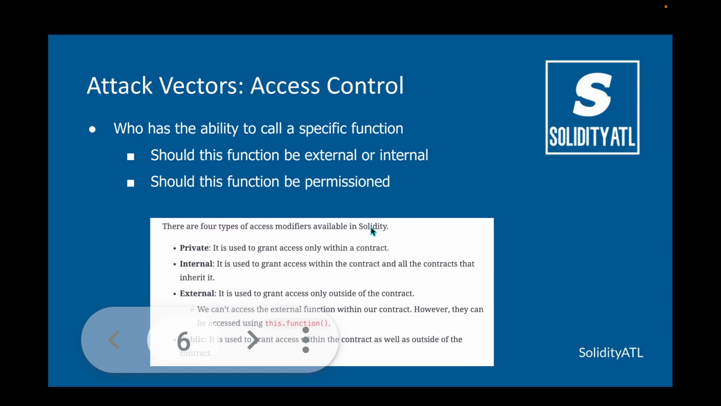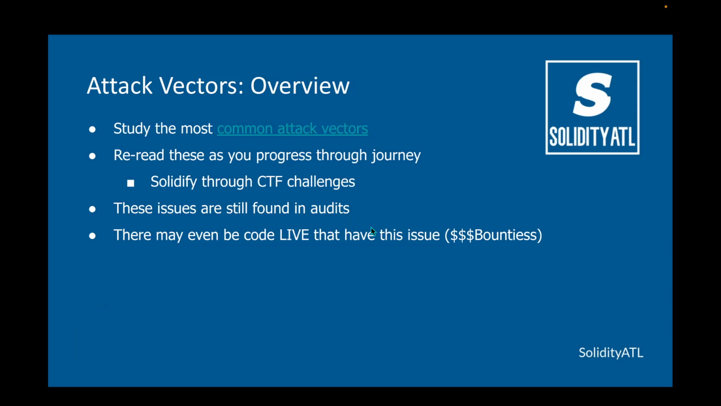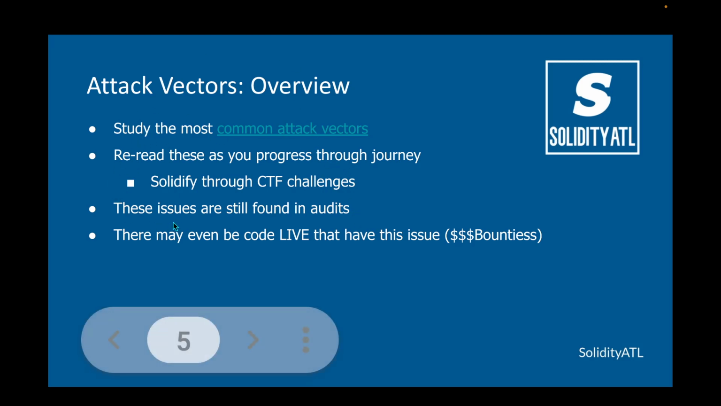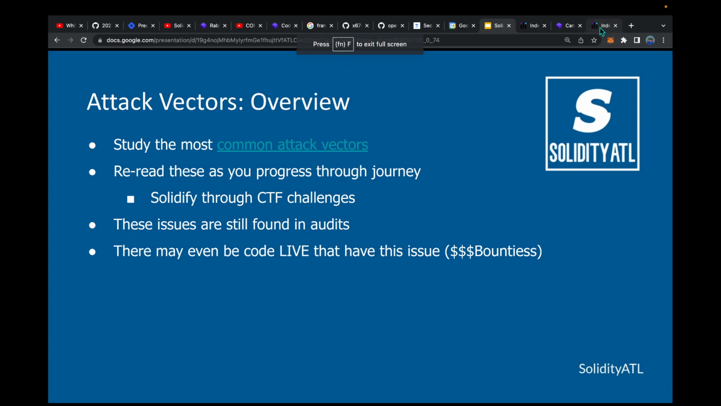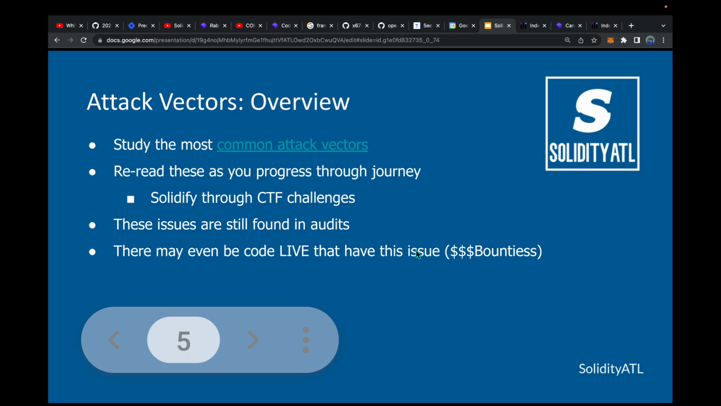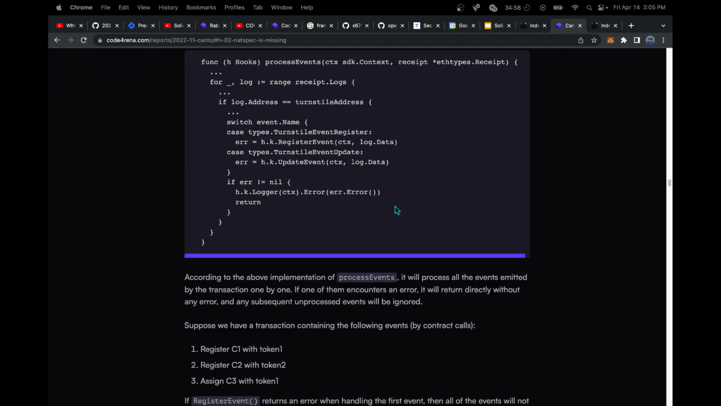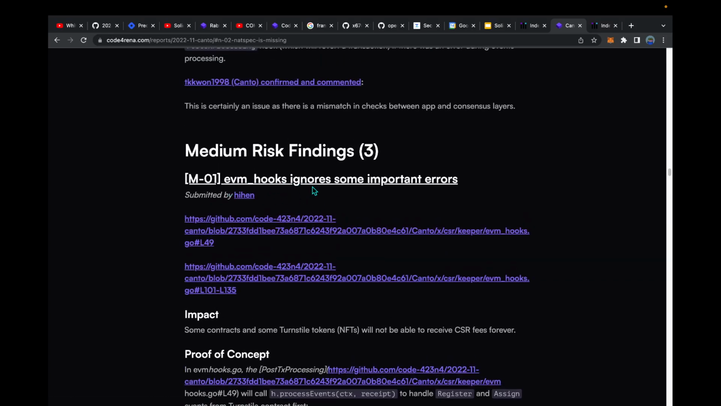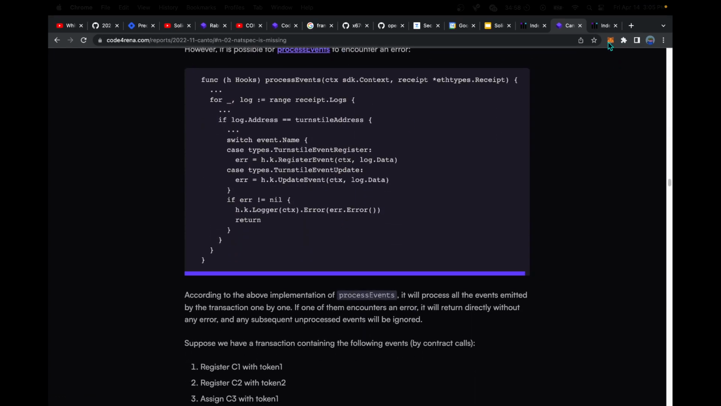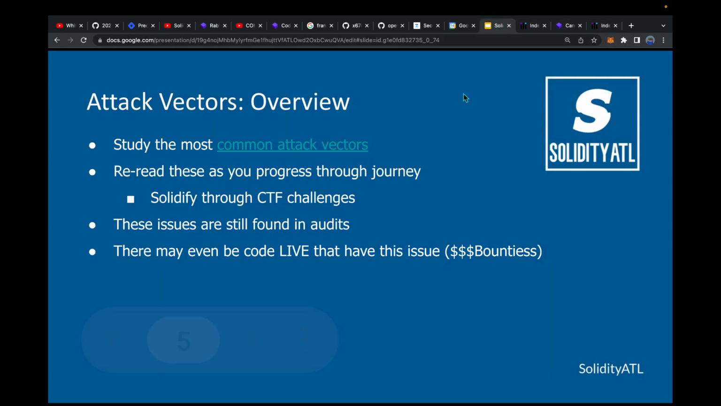So we're at attack vectors. In this example here, attack vectors are essentially different attack threads. You may hear them as attack types, you may hear them as attacks. These are just ways to break a contract. It could also be what we talked about here, a finding. EVM hooks ignore some import errors. That's an attack vector, right? So findings, attack vectors, attack threads, whatever you want to call it, that is what we're going to talk a little bit about next and how you find those things.